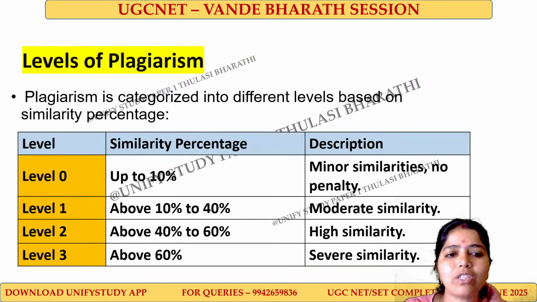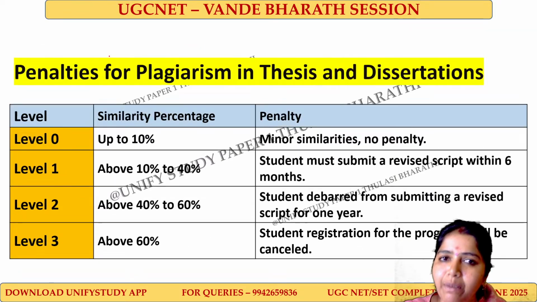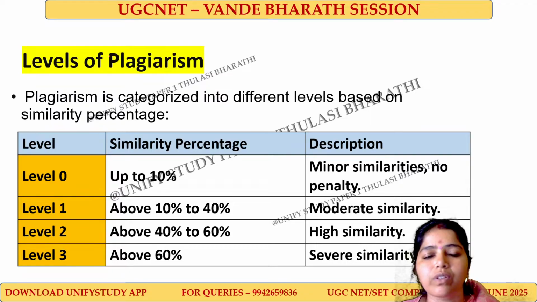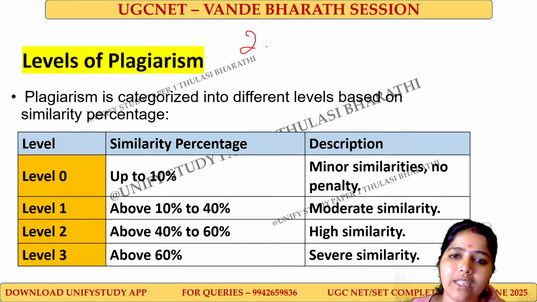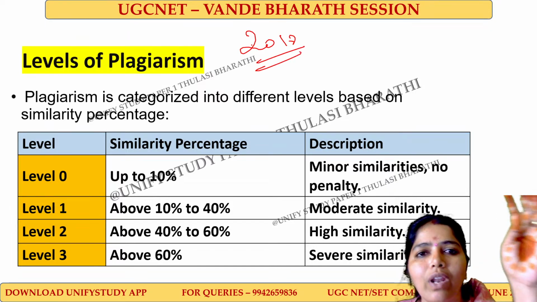Next we move to levels of plagiarism. Very easy one, a definite question, we can expect this. We now use Turnitin to check plagiarism. UGC has made it mandatory for thesis submissions; this regulation was passed in 2018. Level 0, level 1, level 2 and level 3 are the four levels of plagiarism.